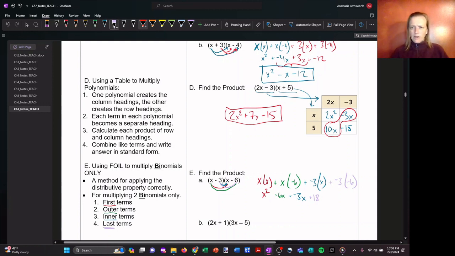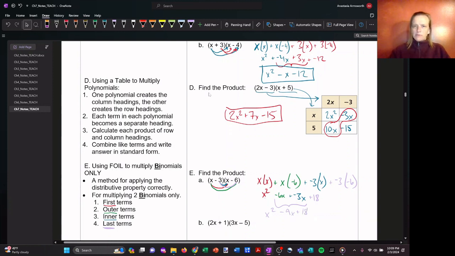I do have like terms here I can combine. That's another nice thing about the FOIL method, that it will always put those like terms right next to each other. It's possible to multiply polynomials that don't give you like terms, but typically they show up next to each other. And my final answer is x squared minus 9x plus 18.